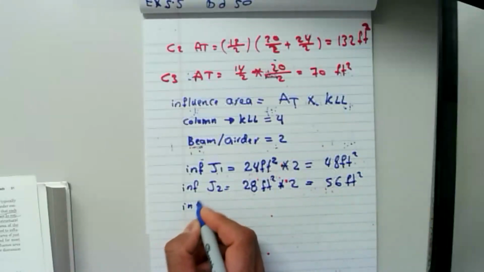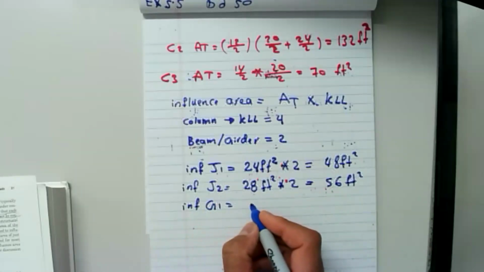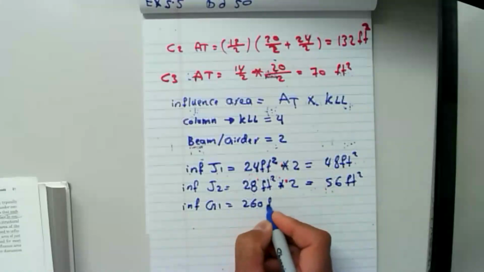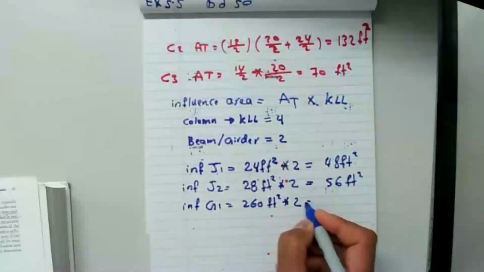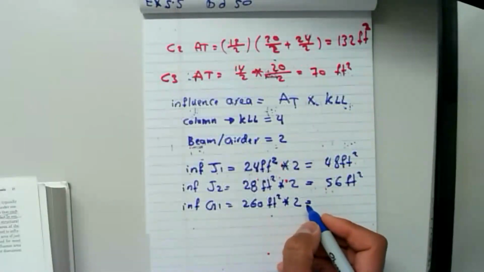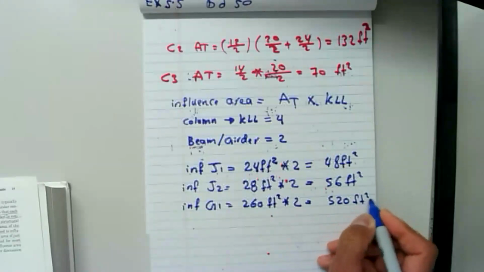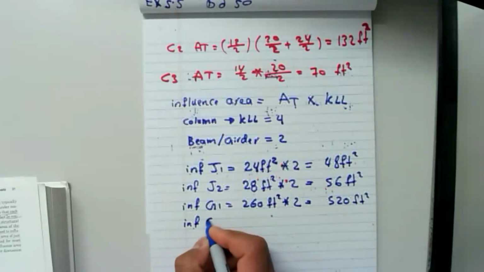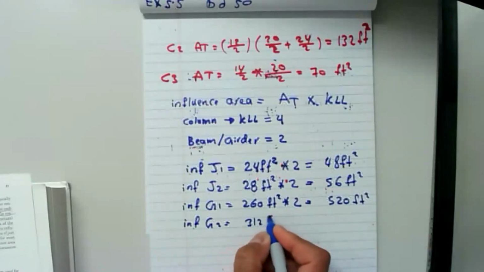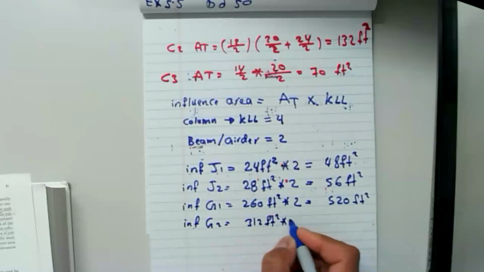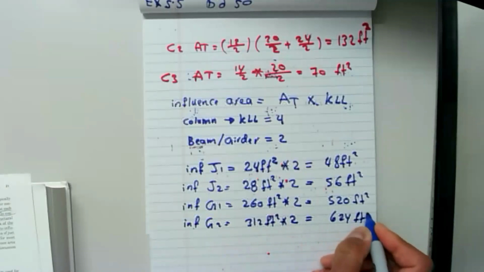What about the influence area for girder 1? It's 260 square feet times 2. So that's 520 square feet. The influence area for girder 2 is 312 square feet times again 2. This gives me 624 square feet.